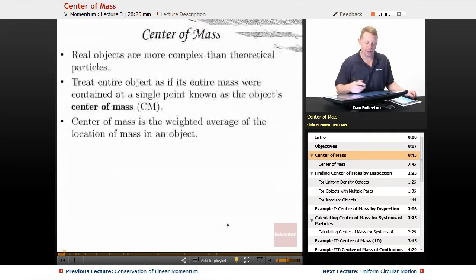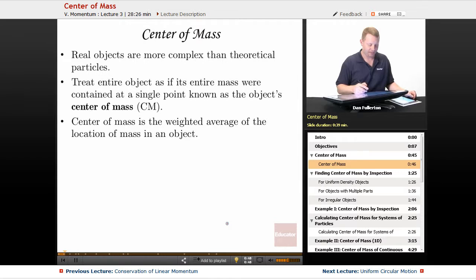So let's start by talking about what center of mass is. Real objects are more complex than these theoretical particles we've been dealing with. It's never just an entire amount of mass at some tiny point, and you can treat it that way. Real objects are more irregular, more complicated than that. However, what's really nice is from a physics perspective, we can treat the entire object as if its entire mass were concentrated at a single point that we're going to call the object's center of mass, usually abbreviated capital CM or COM, center of mass.